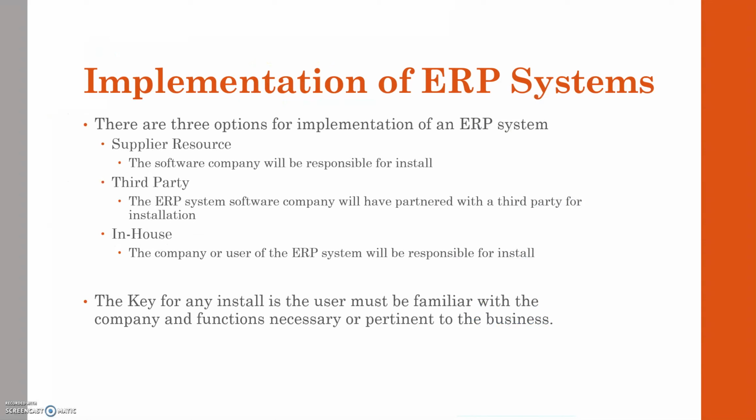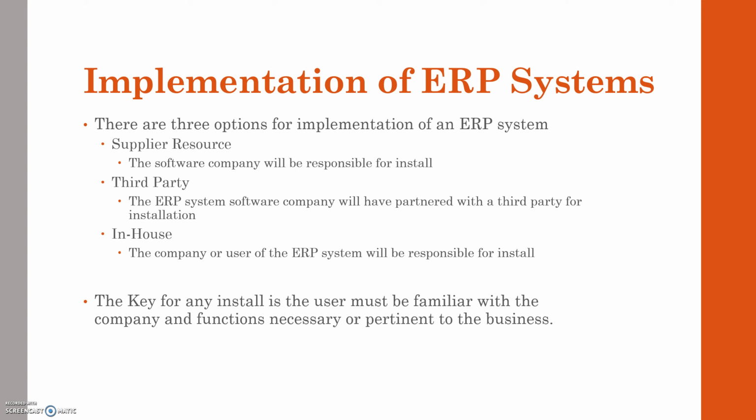The next thing we're going to consider is the implementation of an ERP system. As we've discussed throughout the entire presentation, an ERP system is meant to be all-encompassing of the entire business. We've also talked about how customizable or specific to the business the software might need to be. So one thing you need to consider is that the installer be very familiar with your business, the systems you have in place, and your processes.